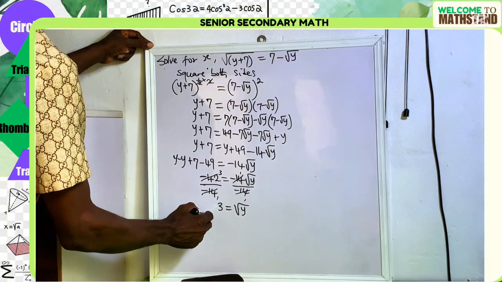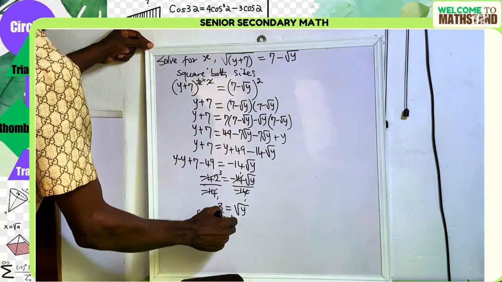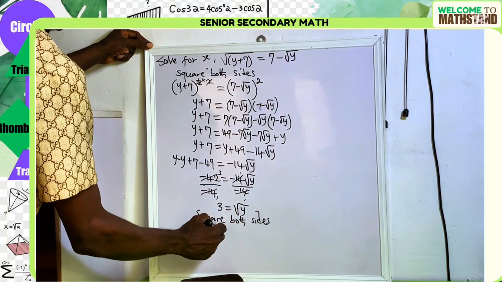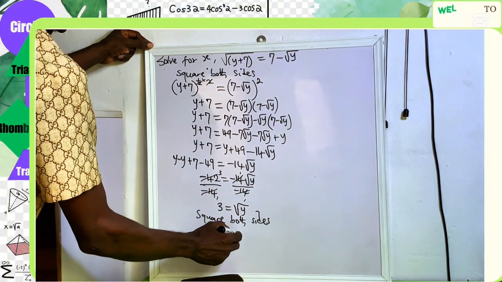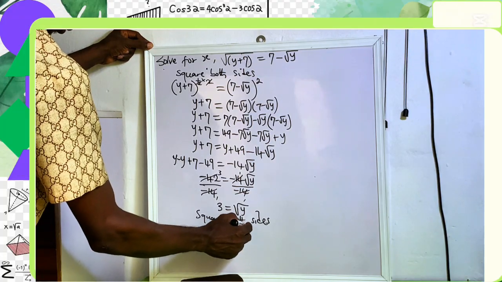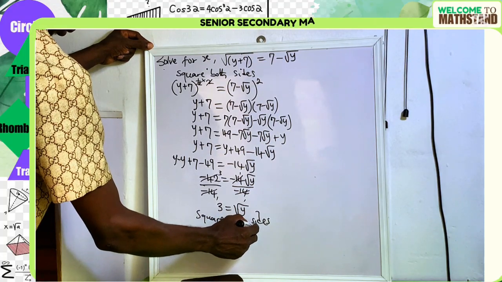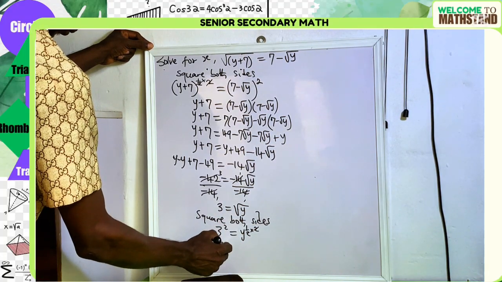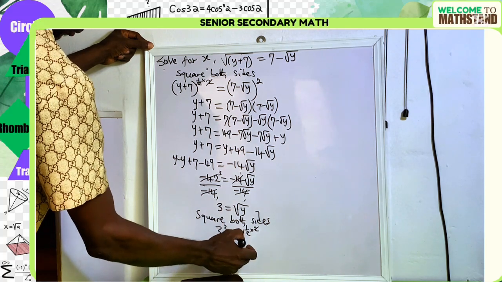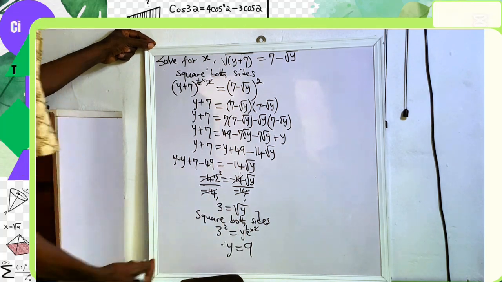So square both sides. Here we have 3 raised to the power of 2, while here we have y raised to the power 1 over 2 times what? 2. The 2s cancel here. Therefore, y is equal to 9. Sorry, 3 raised to the power 2 is 9.